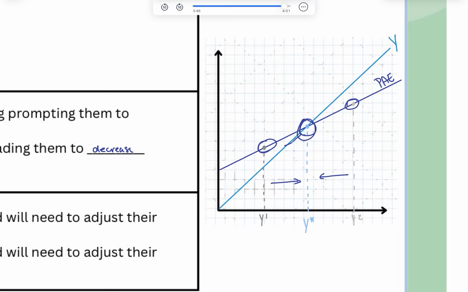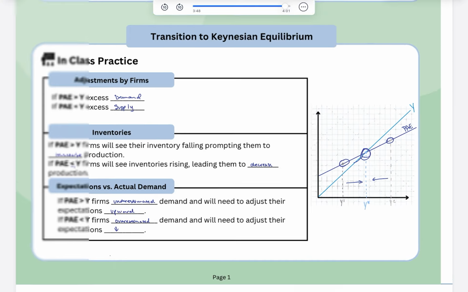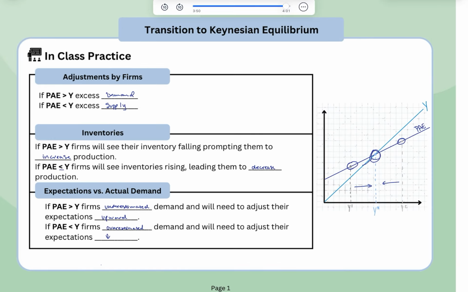So that is how to solve for the Keynesian equilibrium, as well as understanding when it is not at its equilibrium point, what companies will need to do in order to move back to that equilibrium.